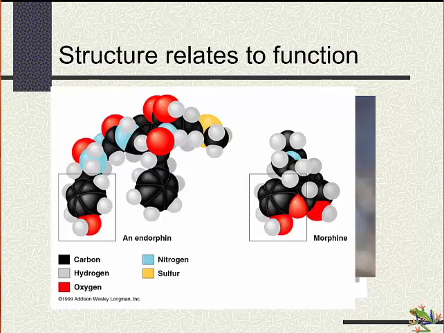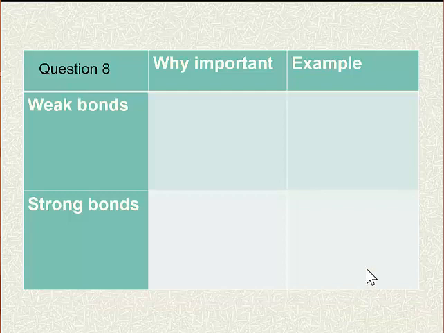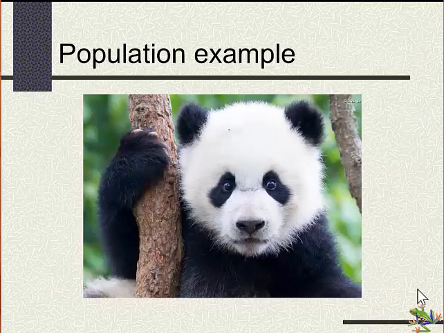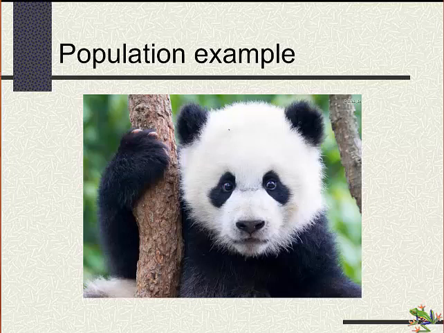Let's look at another example. This now is from the population level, and you might recall that a population is defined as the individuals of a species living within a specific area with the possibility to interact with each other. Let's look at the panda, the giant panda. You probably all know that they are in big trouble. It's the most endangered bear in the world.